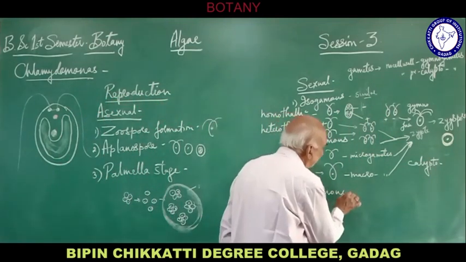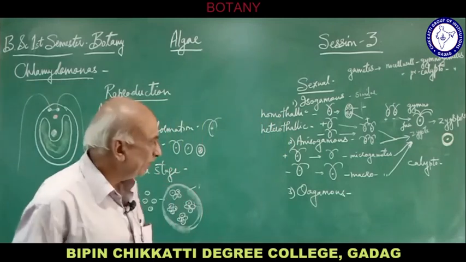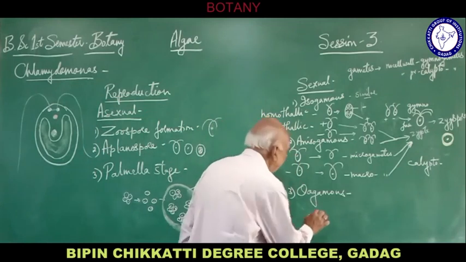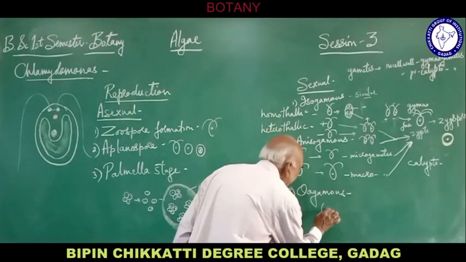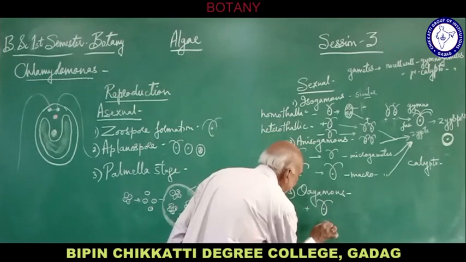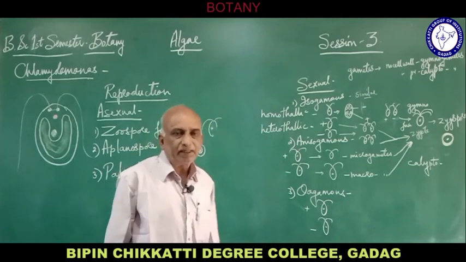In oogamous what happens? It is somewhat different. In oogamous, here also it is heterothallic. Suppose this is the male cell and this is the female, which we refer to as plus and minus.